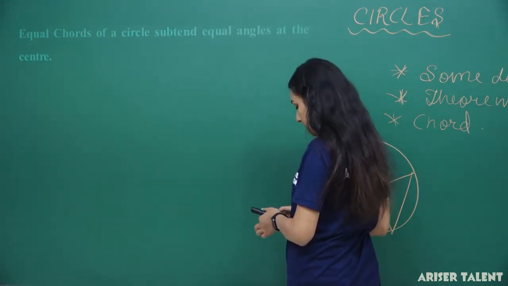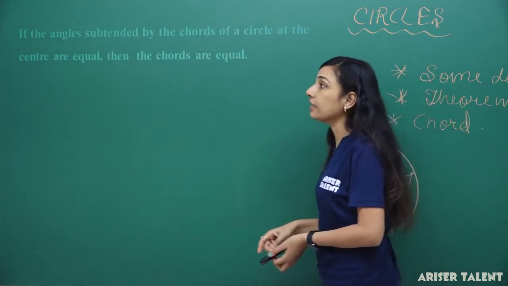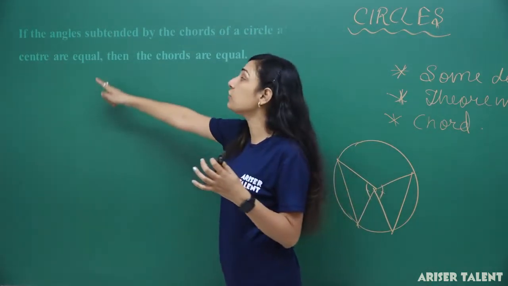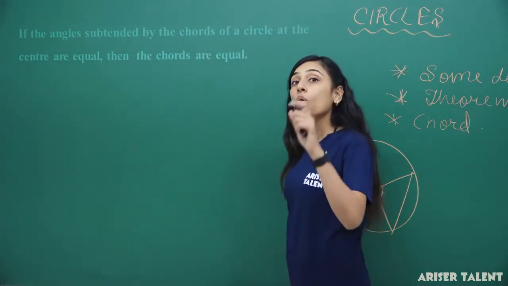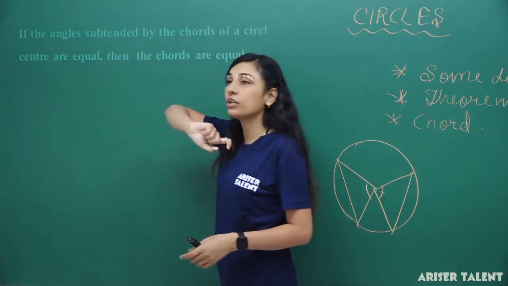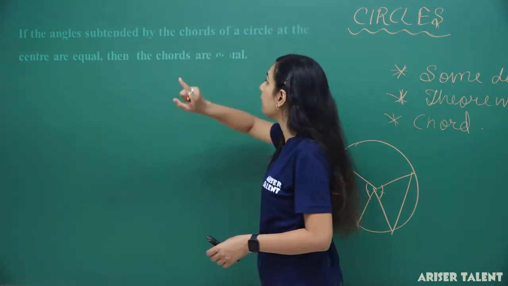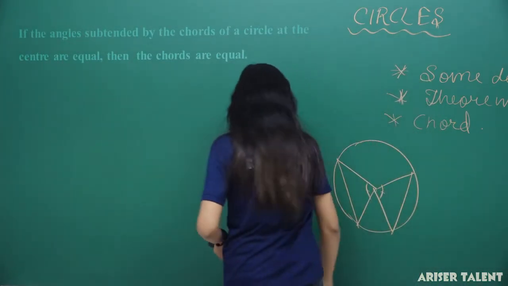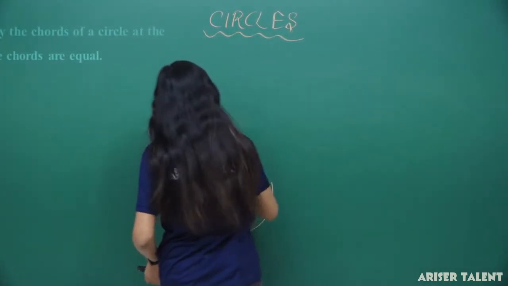The converse of this is: if the angles subtended by the chords of a circle at the center are equal, then the chords are equal. What we have proved was that the chords were given equal and we proved the angles subtended by the chords equal. Now, the angles subtended by the chords are given equal, and we have to prove the chords are equal. So, how are we going to prove this?